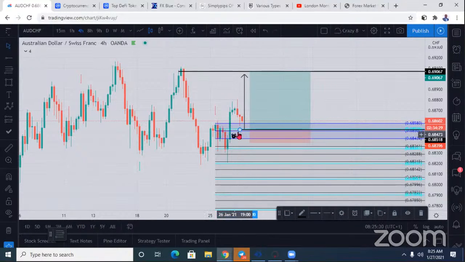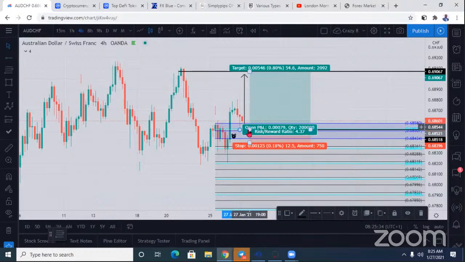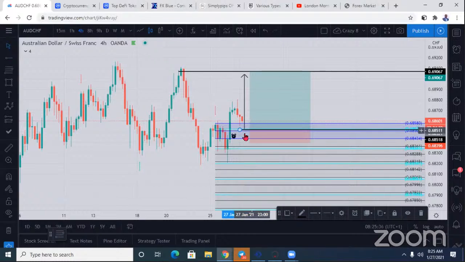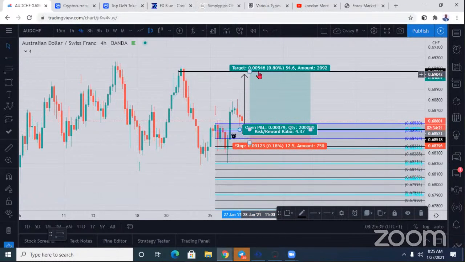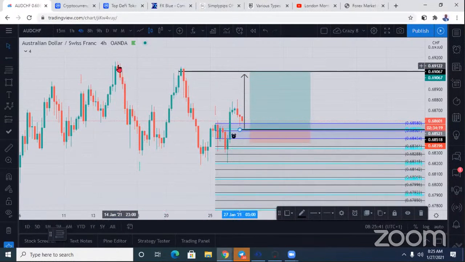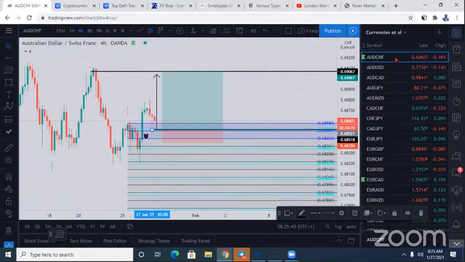Right, so my alert is set up and the trade is staged to happen. If price comes to that level, it will alert me and I'll be taking a buy targeting those highs. That's AUD CHF.